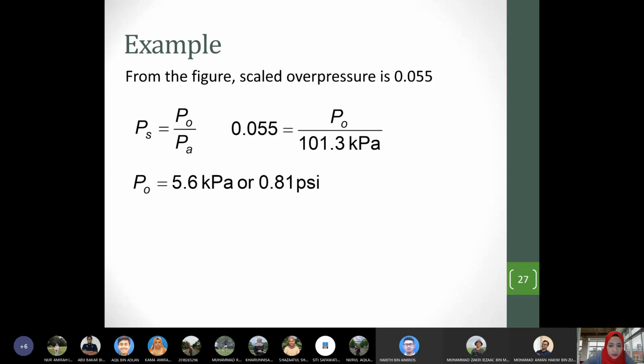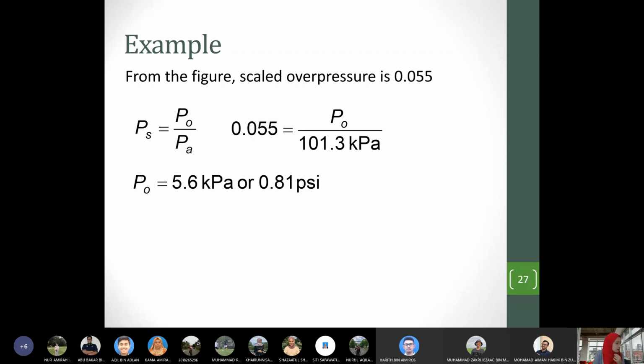All right, okay. So the scale overpressure is 0.055, and using this equation to find the overpressure, that means you multiply the scale overpressure 0.055 with the atmospheric pressure of 101.3 kilopascal, and you get an overpressure of 5.6 kilopascal or 0.81 psi. So that is the overpressure that you can feel standing 30 meters from 1 kilogram of TNT.